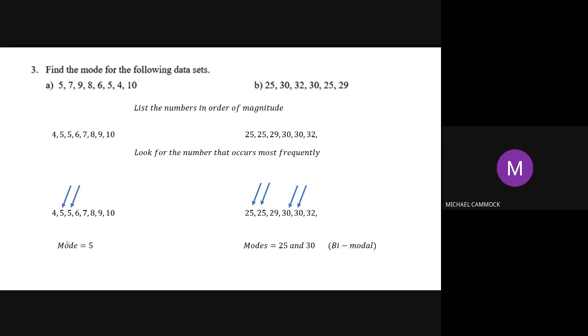So this one had a mode of 5 because the only one that occurred twice was 5. And this one had two modes, 25 and 30. Now, if there was a number here that occurred, let's say 4 times, and these only occurred twice, then the one that occurred 4 times would be the mode, because I'm looking for the one that occurs most frequently. That's what mode means. All right, we have one last question to tackle.